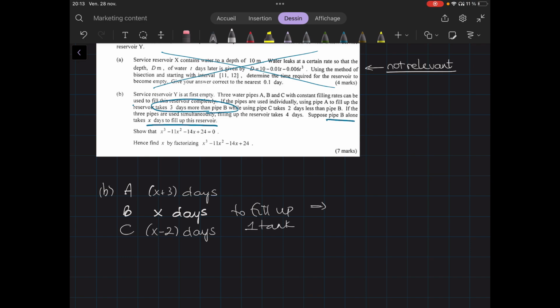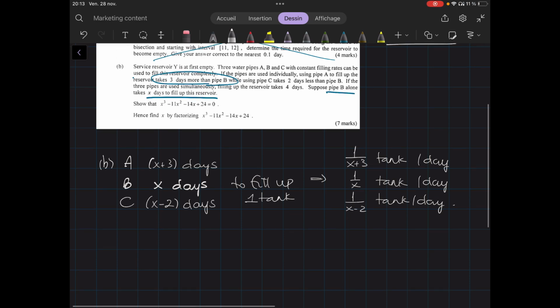This means that using pipe A on its own will fill up 1 over x plus 3 of the tank in a day. Using pipe B alone would fill up 1 over x of the tank a day. And using pipe C alone, it's going to fill 1 over x minus 2 of the tank a day. We know that when we combine all three, we are going to finish filling up the reservoir in 4 days. This means that each day, the 3 pipes altogether will fill up 1 over 4 of the tank.